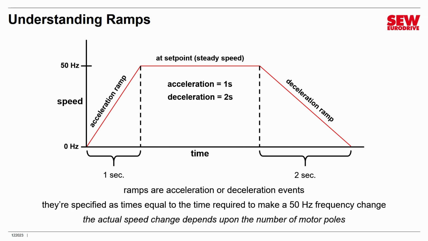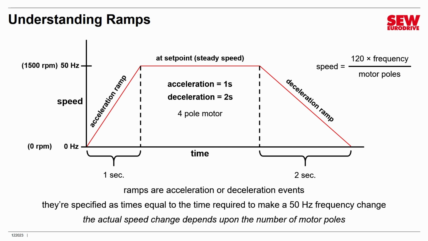Do remember, however, the actual speed change depends upon the number of motor poles. And here's that equation again if you need to review it. So for example, let's say this is a 4-pole motor and we do this 50 Hz speed change. We can run this number through the equation and we'll find out that the speed at 50 Hz is 1500 RPM. So this acceleration ramp is going to cause the VFD to take 1 second to change its speed from a full stop to 1500 RPM, or it will take 2 seconds to decelerate that motor from 1500 RPM down to a full stop.